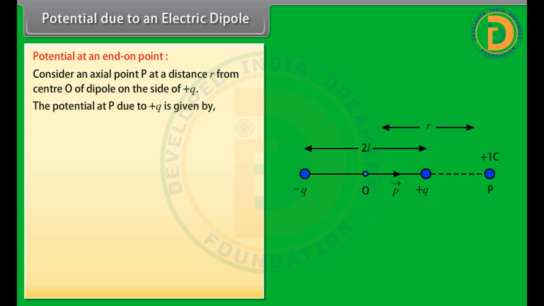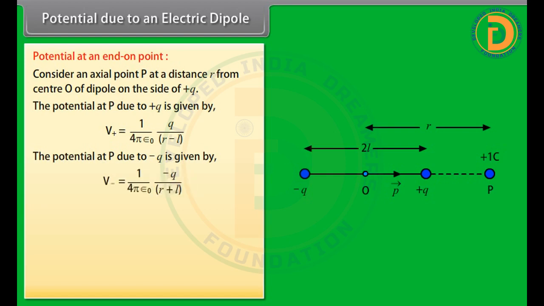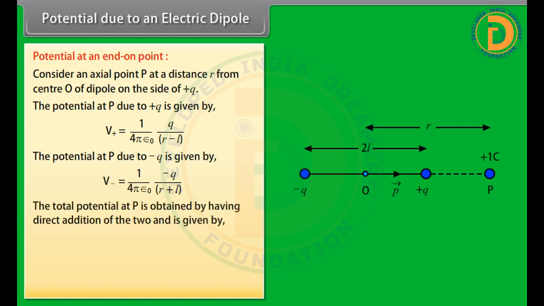The potential at P due to plus Q is given by V positive equals 1 upon 4 pi epsilon naught multiplied by Q upon r minus l. The potential at P due to minus Q is given by V negative is equal to 1 upon 4 pi epsilon naught multiplied by minus Q upon r plus l. The total potential at P is obtained by direct addition of the two and is given by V_E is equal to 1 upon 4 pi epsilon naught multiplied by p upon r square.